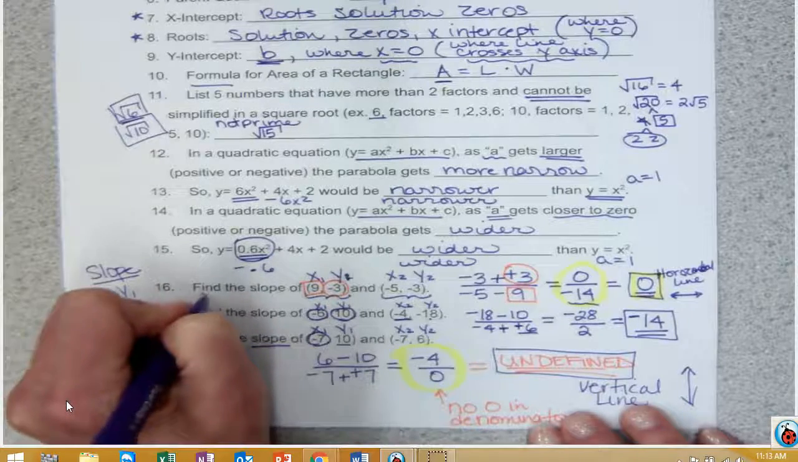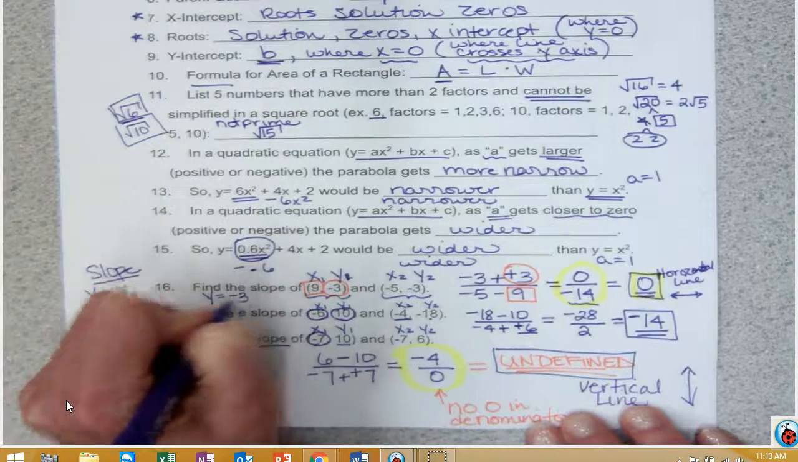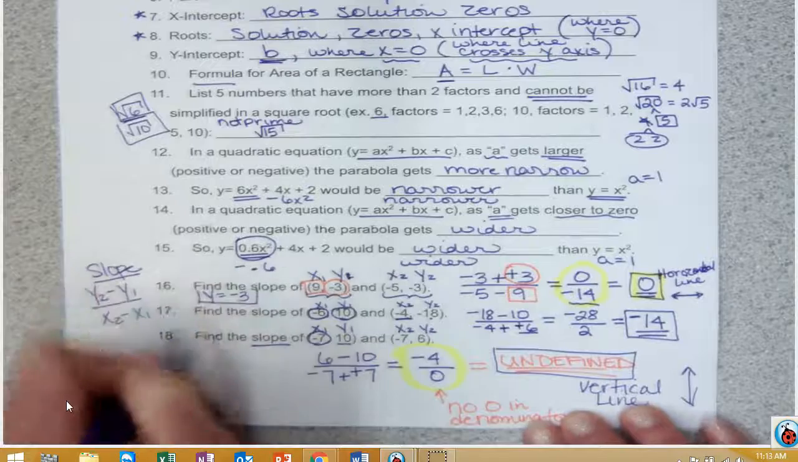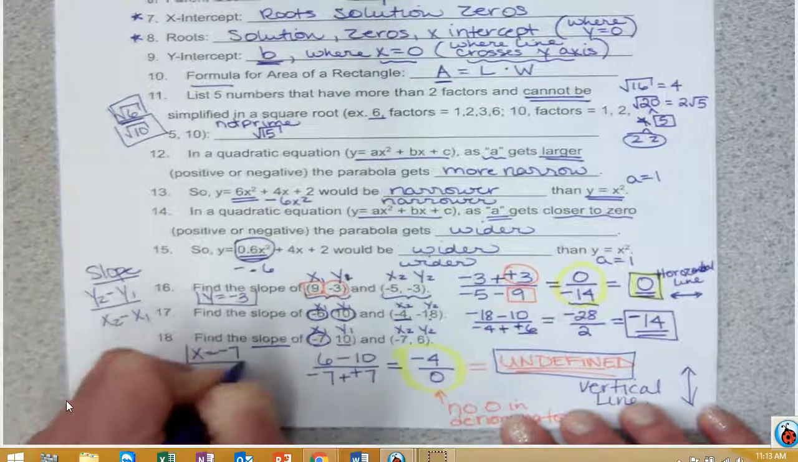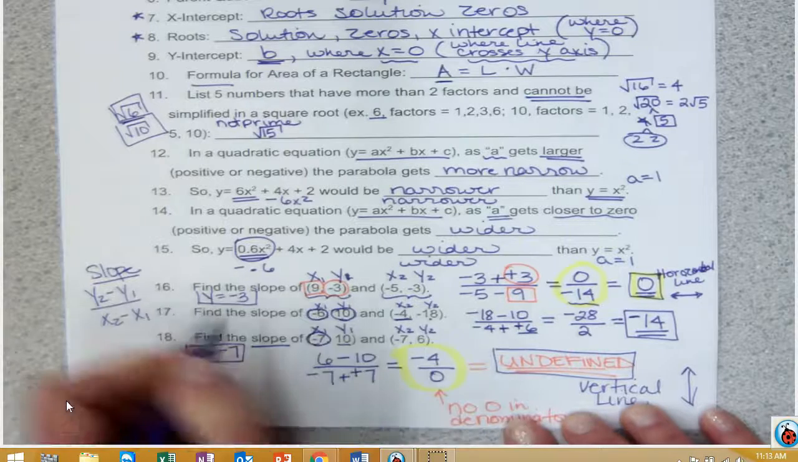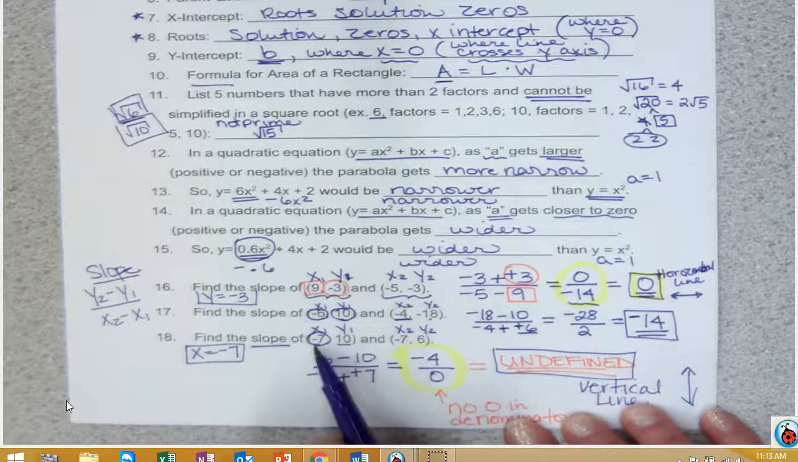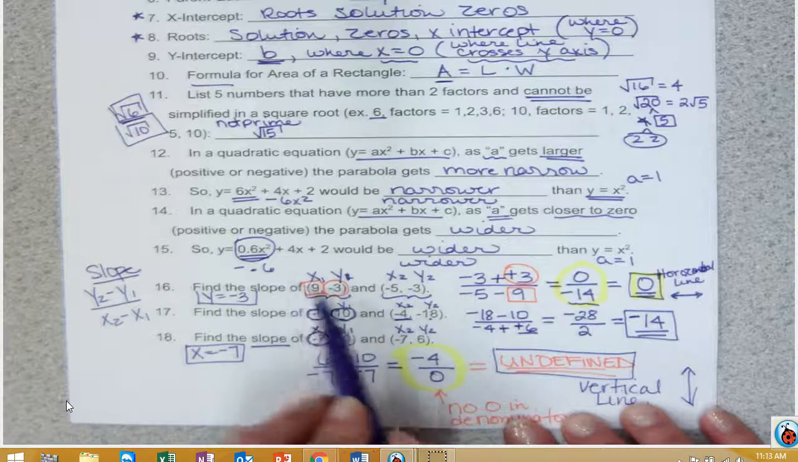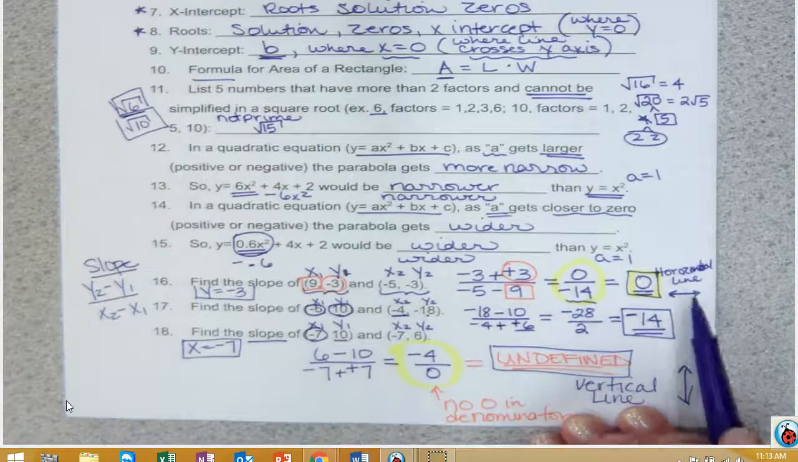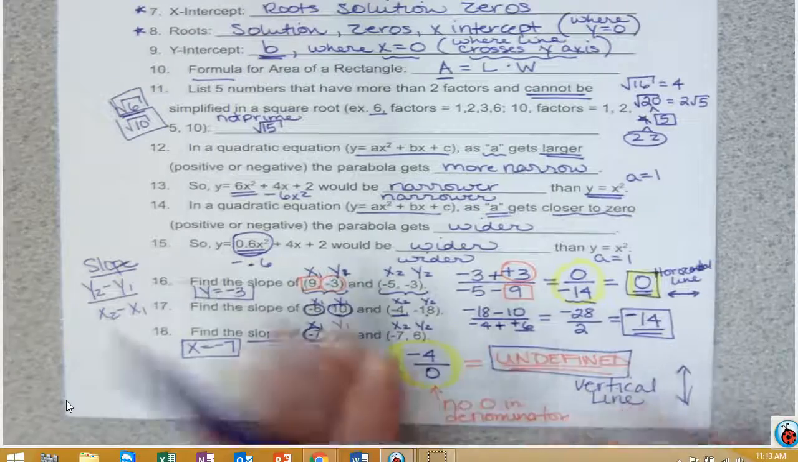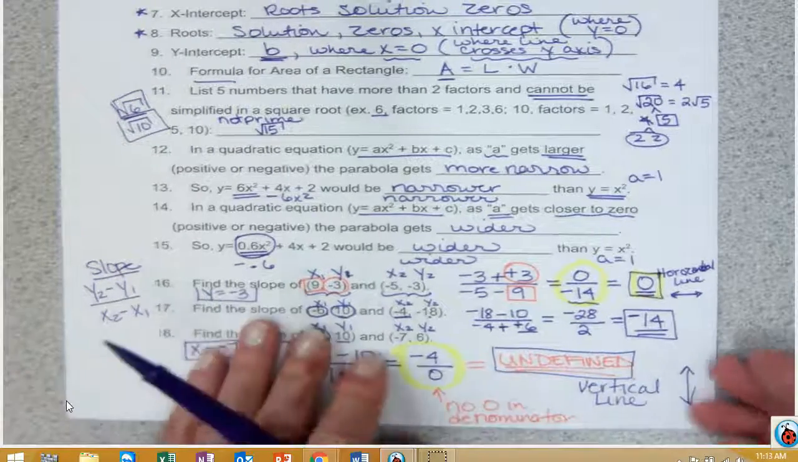My equation for this would be y equals negative 3. My equation for this would be x equals negative 7. I can tell that because x is always negative 7. In this one, y is always negative 3. That's what makes it a horizontal line or a vertical line. All right, moving on.